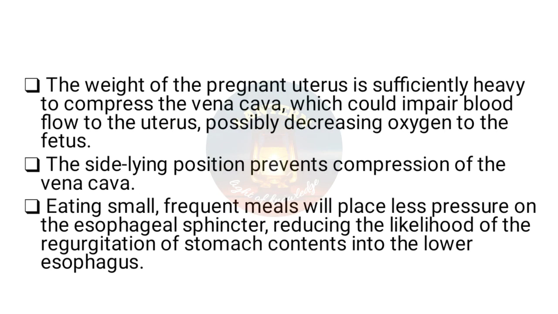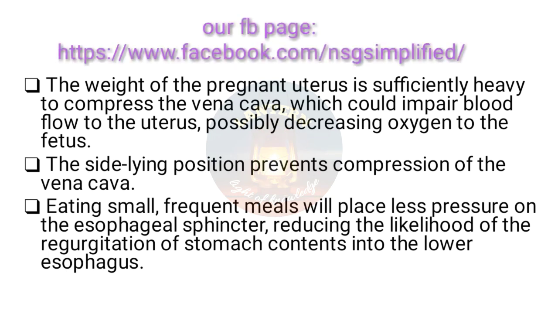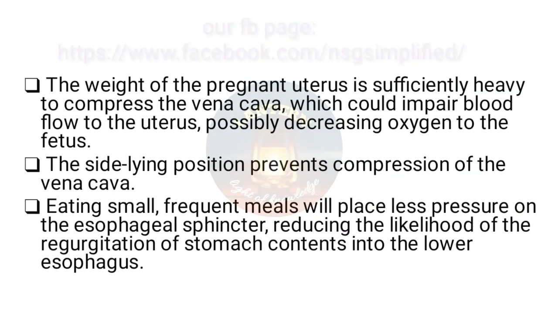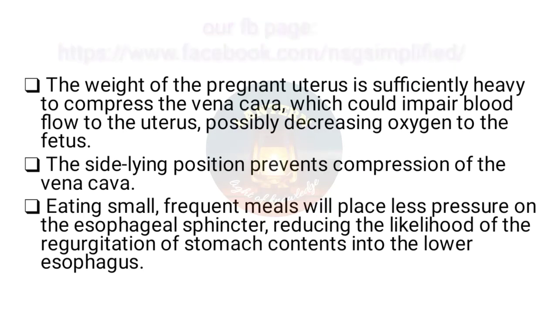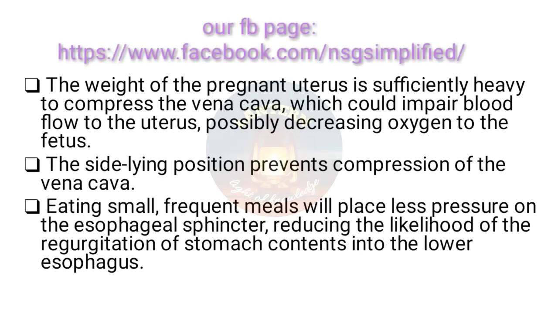The weight of a pregnant uterus is sufficiently heavy to compress the vena cava, which could impair blood flow to the uterus, possibly decreasing oxygen to the fetus. The side-lying position prevents compression of the vena cava. Eating small, frequent meals will place less pressure on the esophageal sphincter, reducing the likelihood of regurgitation of stomach contents into the lower esophagus.